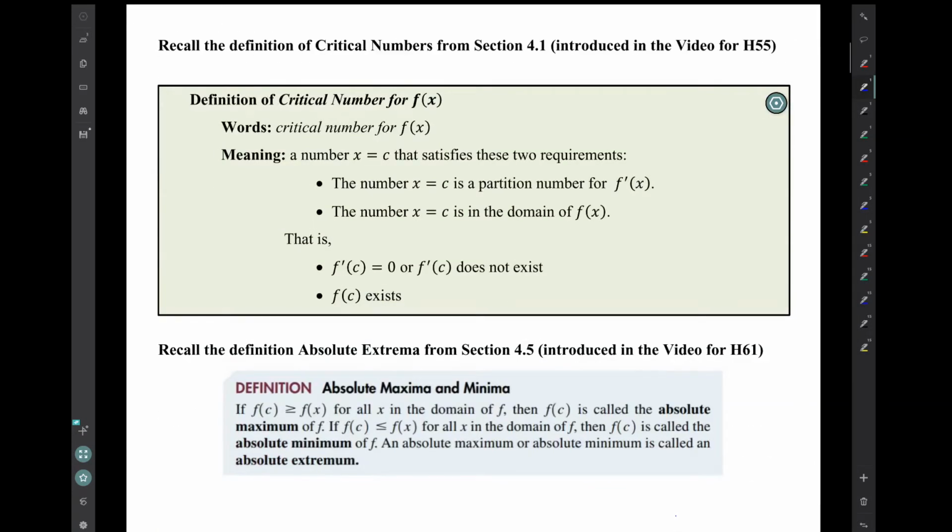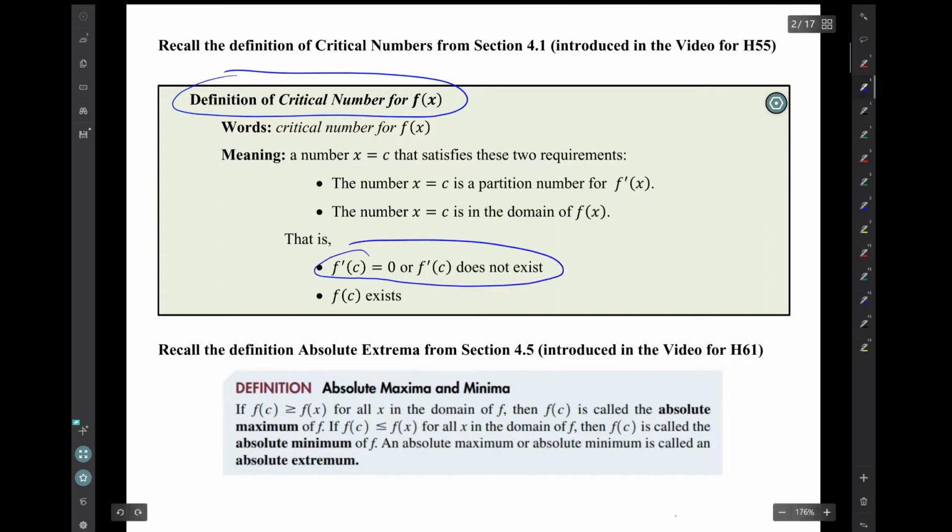Before starting the new material, let's recall some stuff from previous sections that is going to come up. The definition of critical numbers for a function. Remember that a critical number for a function is an x value that has 2 properties. It's an x value where f prime equals 0 or f prime does not exist, and it's an x value where f of x does exist.